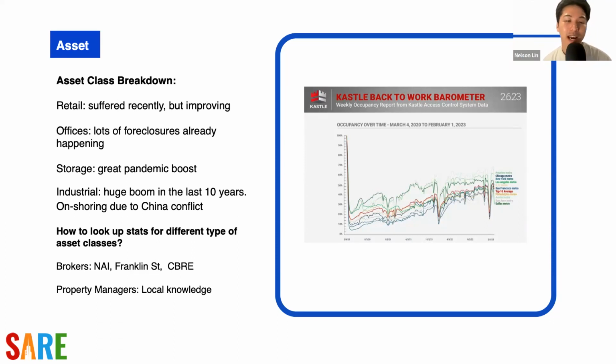And then finally, how do you look up asset classes for different stats? Well, your brokers are going to be the people who find them for you. That's companies like NAI, Franklin Street, CBRE, and in most cities, like 4 or 5 of these brokerages do 90% of the transactions. It's very much an old boys club. You have to break in and figure out a way to convince one of the brokers that, hey, I'm a friend and I can close, right?